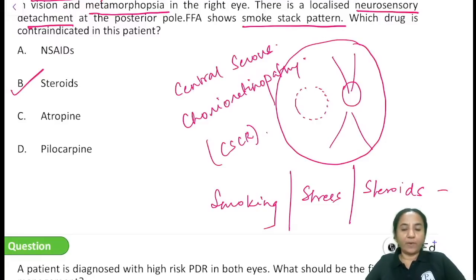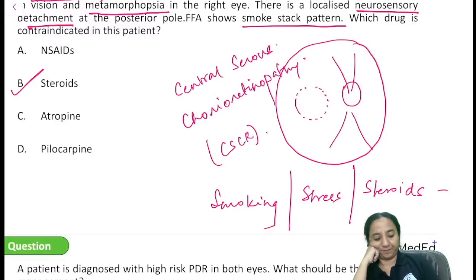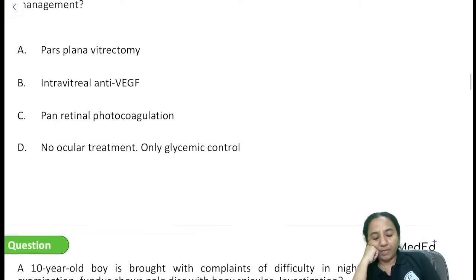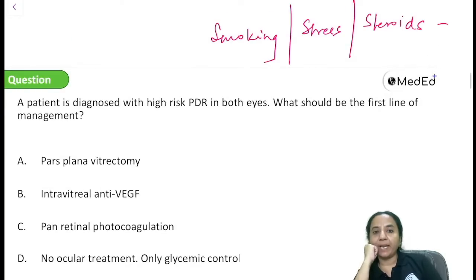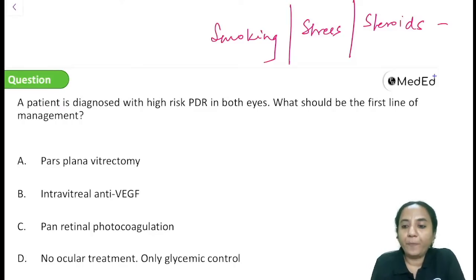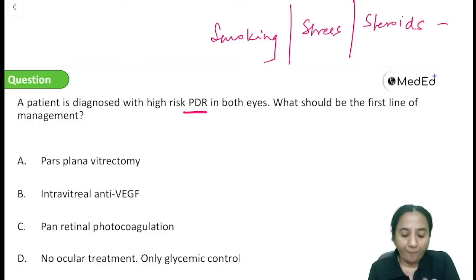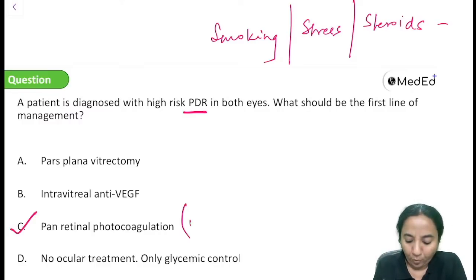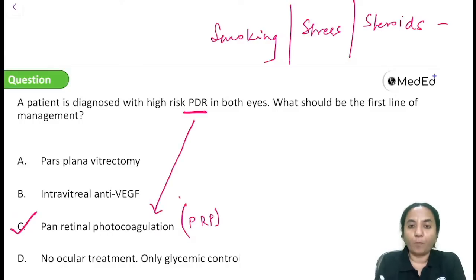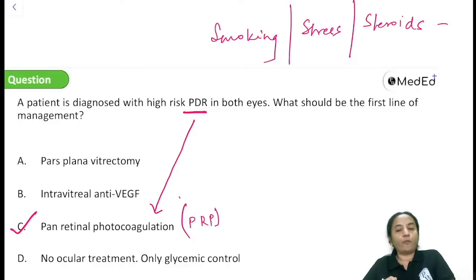Okay, chalo, next question. A patient is diagnosed with high risk PDR in both the eyes. What should be the line of management? So for PDR, what is our first line of management? For PDR, the first line of management is pan-retinal photocoagulation or PRP. So for proliferative diabetic retinopathy, the first line of management is pan-retinal photocoagulation or PRP.